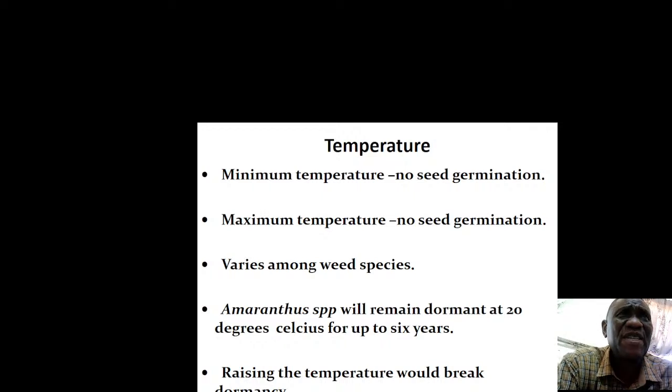Temperature, we have got minimum temperature which can stop germination. Also maximum temperatures which can stop germination. And this can vary among weed species. Amaranthus species will remain dormant at 20 degrees Celsius or at room temperature for up to 6 years. So raising the temperature would break dormancy.